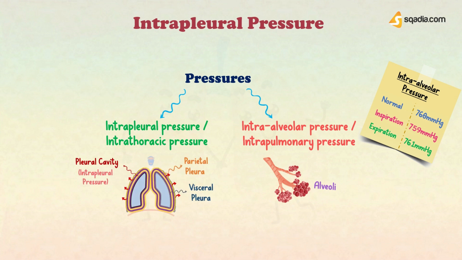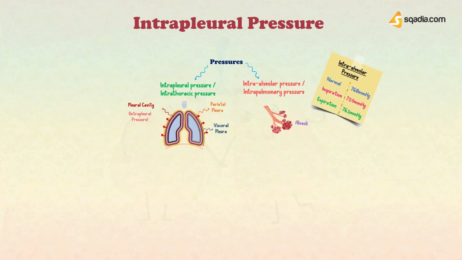Intrapleural pressure is also called intrathoracic pressure, since it is exerted in the whole of the thoracic cavity. It is actually the pressure existing in the pleural cavity, that is, in between the visceral and parietal layers of pleura, and is exerted by the suction of the fluid that lines the pleural cavity. Now, under physiological conditions, the intrapleural pressure is always negative, and is measured by a direct method and an indirect method.